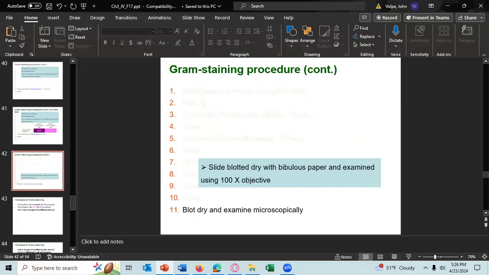You do not move the bibulous paper against the slide like that, because that'll remove the cells. You just want to remove the majority of the water, and enough water will be removed that you can then look at the slide under the microscope, and you may even apply oil. Enough water has been removed to apply oil to the slide. Any question about any of that?